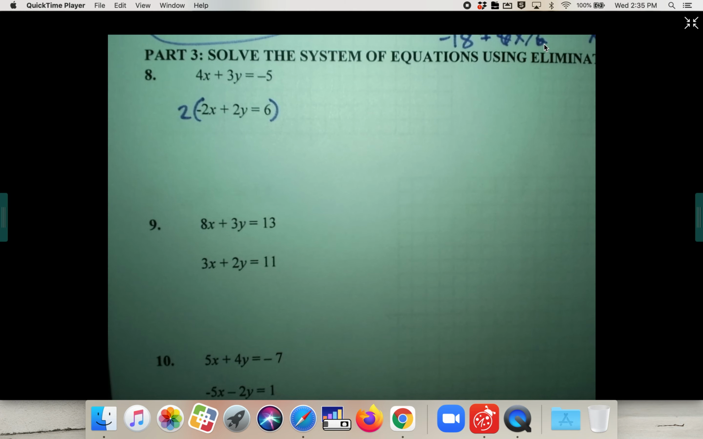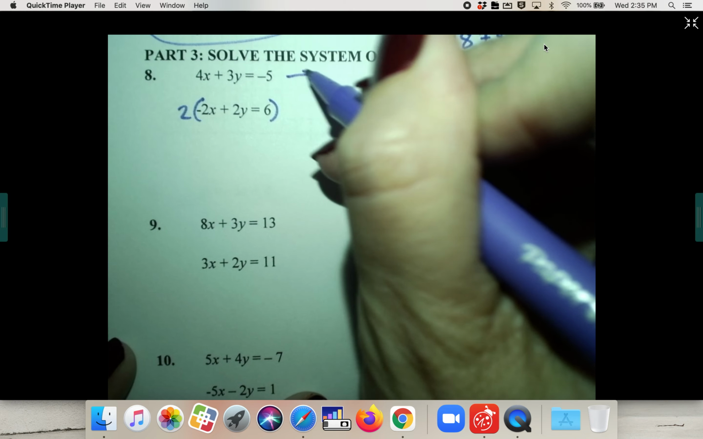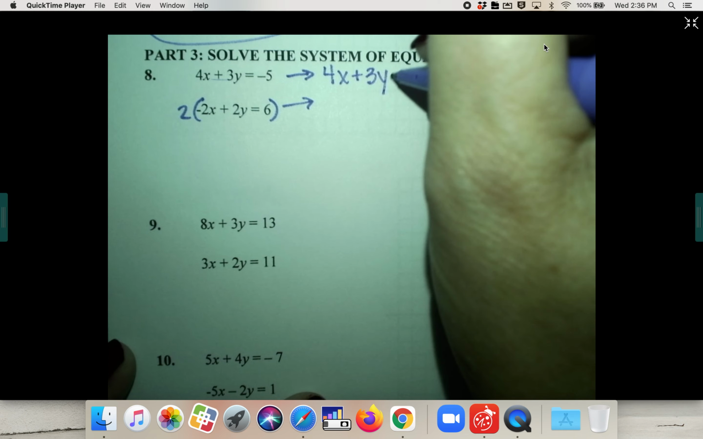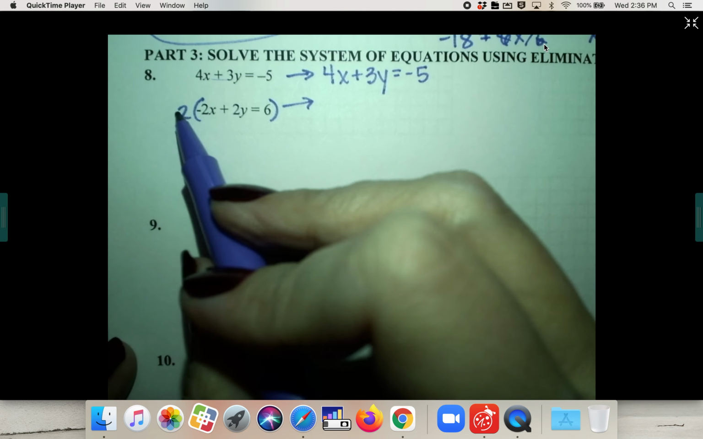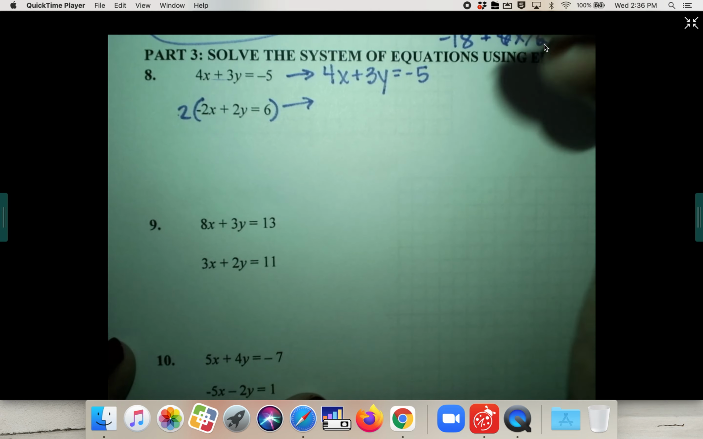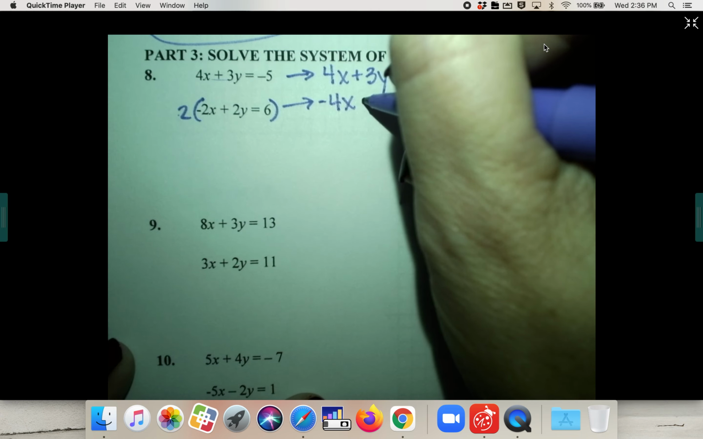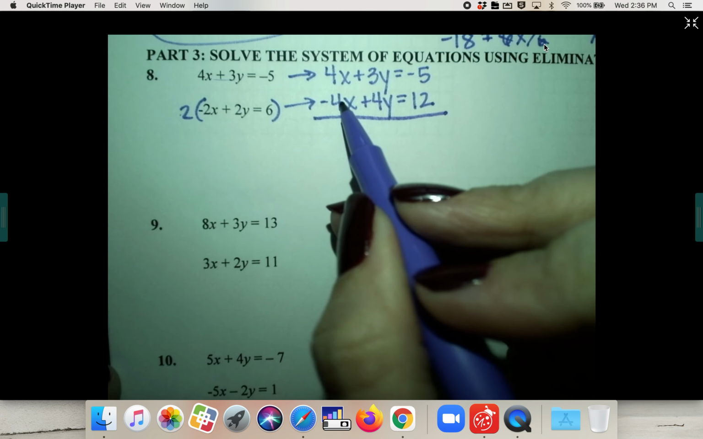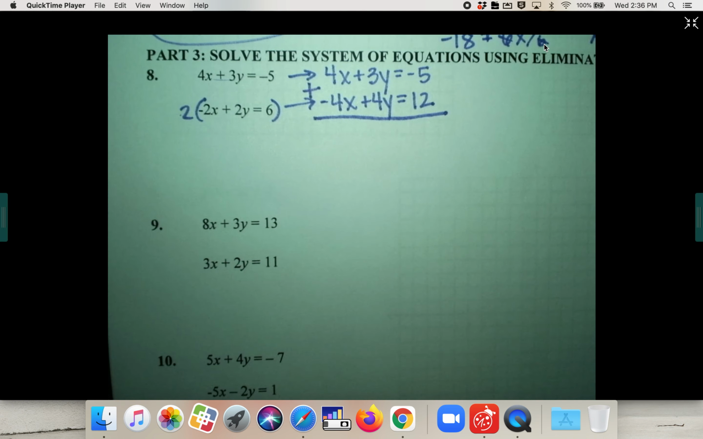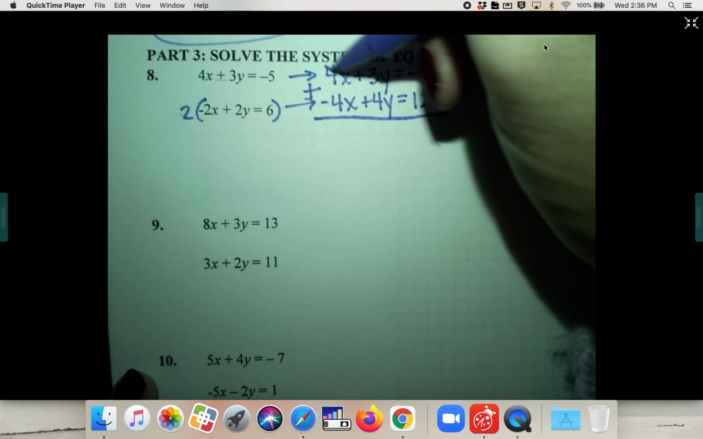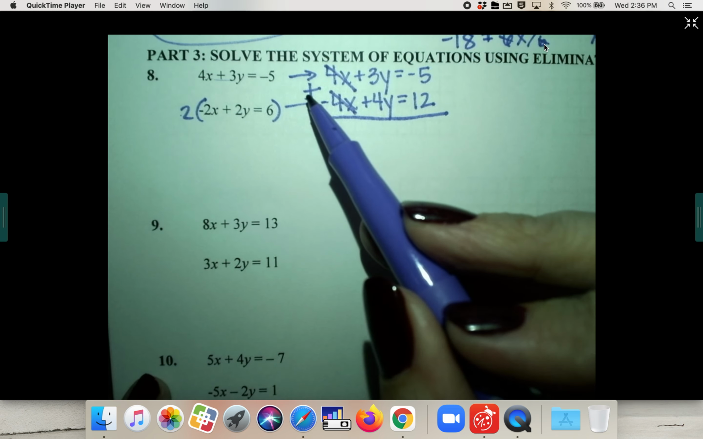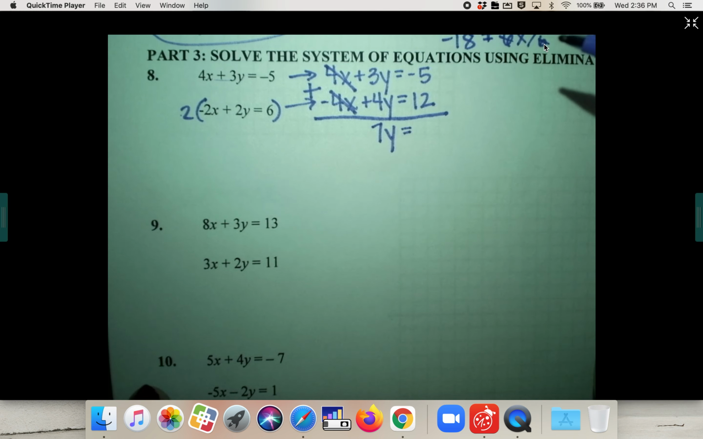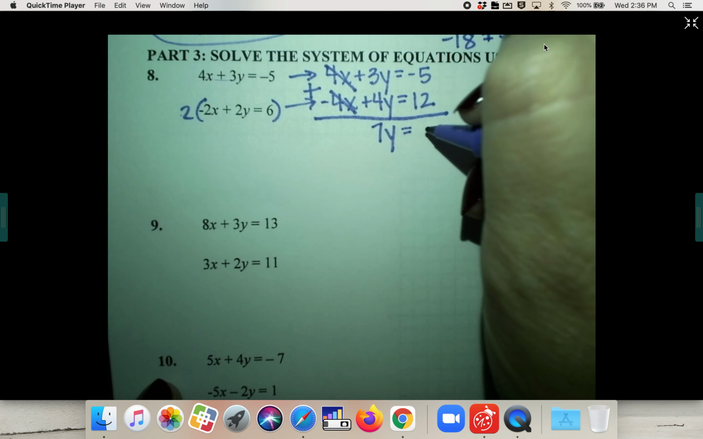This is not the only way to do this one, by the way. So I'm going to write these off to the side so I have a little bit more space. So the top one was 4x plus 3y equals negative 5. And the bottom one, after I double it, distribute my 2, is going to be negative 4x plus 4y equals 12. Okay, since those are opposites, you add to cancel them out, because 4x plus negative 4x cancels out. So we need to add all the other terms as well. So 3y plus 4y is 7y. Negative 5 plus 12 is 7.